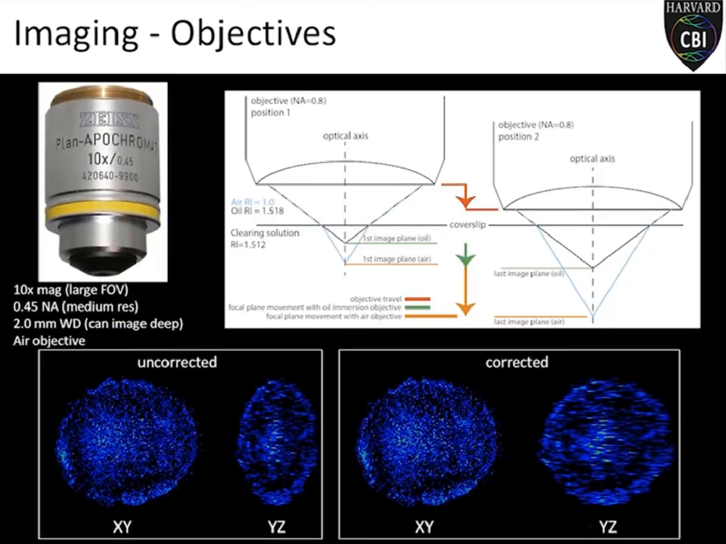And that can be a good substitute for some of these more expensive objectives if you don't have access to them. Another option is to use a long working distance air objective. So for example, this 10x objective that we have here. Again, there is something that can go wrong here.